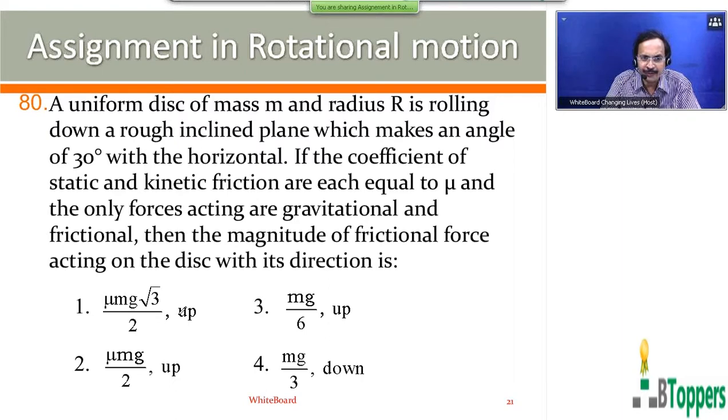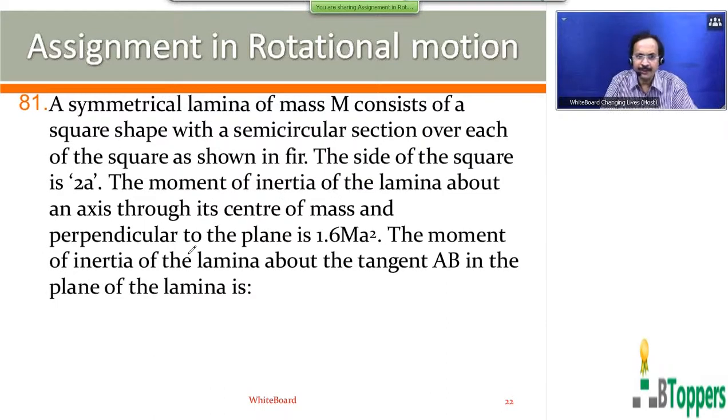First option, nu mg into root 3 by 2 up, means up the incline. Second option is nu mg by 2 up. Third option, mg by 6 up. Fourth option, mg by 3 down. So I am going to show the next question on screen. See the question number 81.